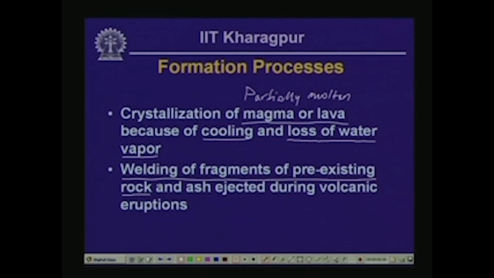Okay. Now, the second process that is involved here is welding of fragments of pre-existing rock. Pre-existing rock can be broken into smaller pieces because of volcanic activities, and it may get ejected during volcanic activities, and the resulting fragments may get welded because of the heat within the ejected material. The ash that is ejected during volcanic activity can also get heat welded, and this is another process involved in the formation of volcanic rocks.